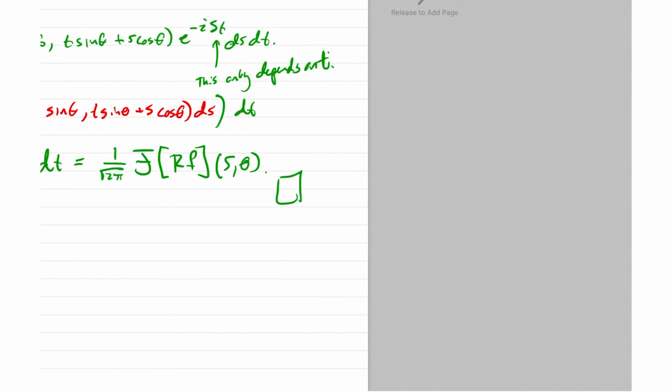Okay, so let's go ahead and jump into this. So here now we're talking about theorem, well, let's switch to blue just to be consistent. So here we're talking about theorem 6.2, and this is the filtered back projection formula.